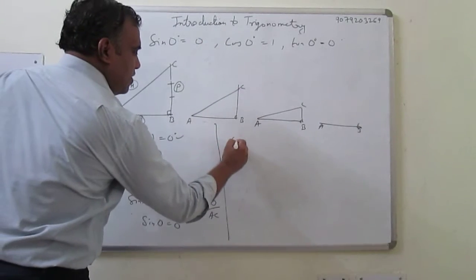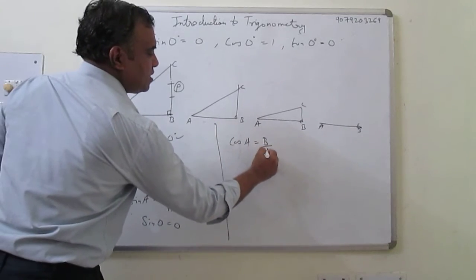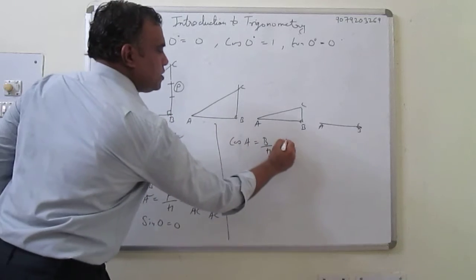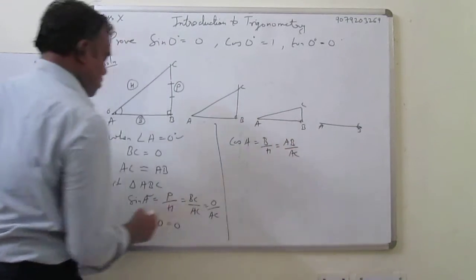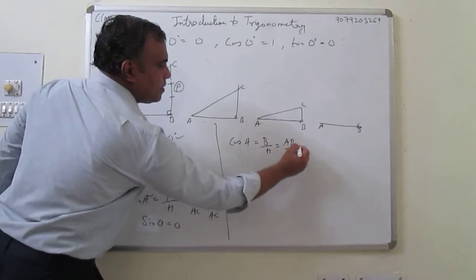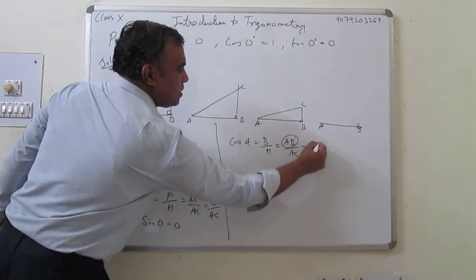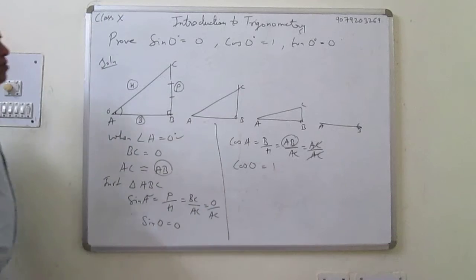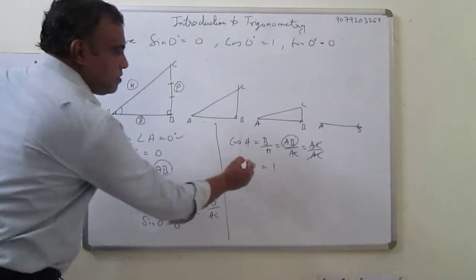For cos 0, I will take cos A is equal to base upon hypotenuse. First write the formula. What is base? See here, AB is base and hypotenuse is AC. Now what is the value of AB? AB is AC. Put it here. AB is AC upon AC. This will cut. So cos A, cos 0, is equal to 1. If I take A as 0, then cos 0 is 1.